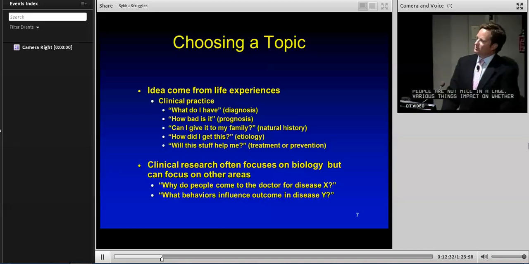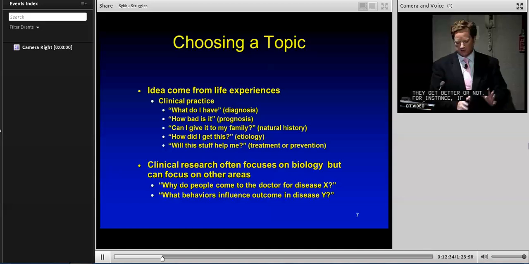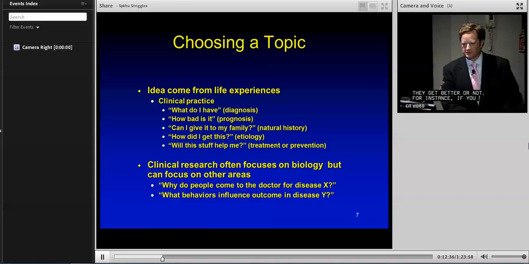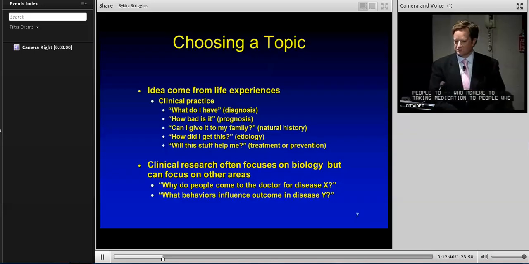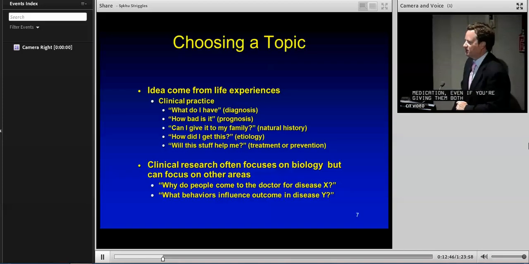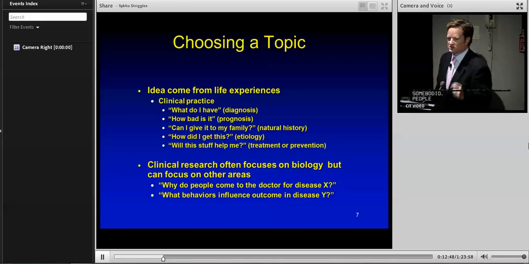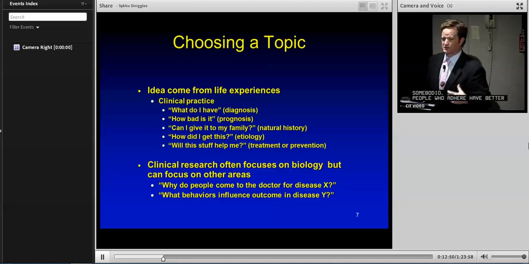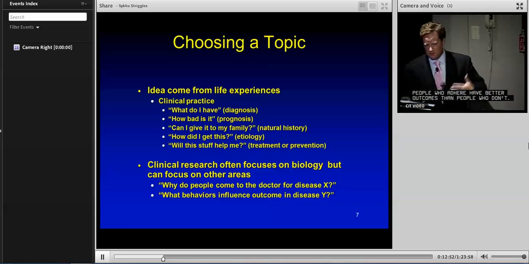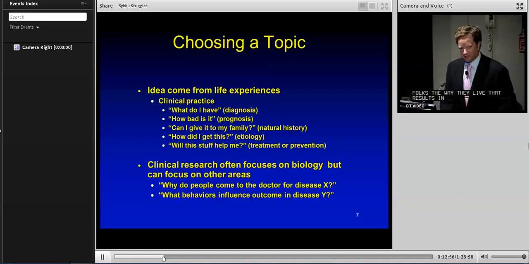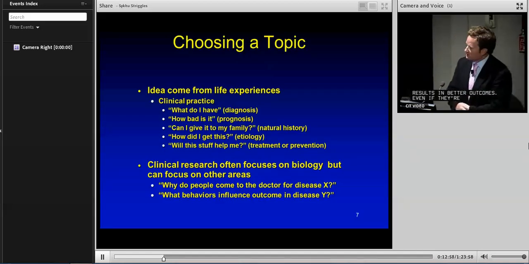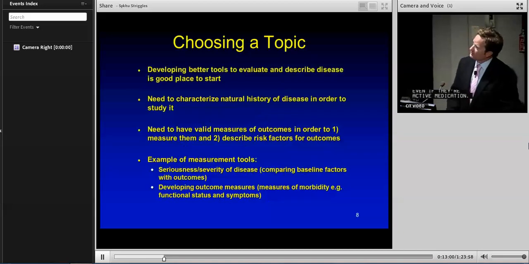For instance, if you compare people who adhere to taking medication to people who don't, people who adhere to medication, even if you're giving both groups a placebo, have better outcomes than people who don't. There's something about those folks and the way they live their lives or behave that actually results in better outcomes for them, even if they're not taking an active medication. So those are the same kind of behavioral questions that you can answer.